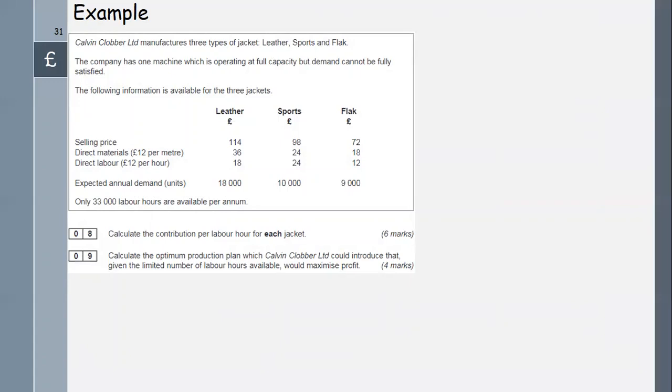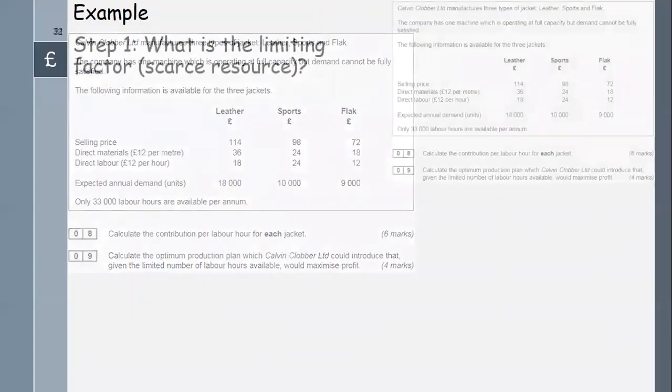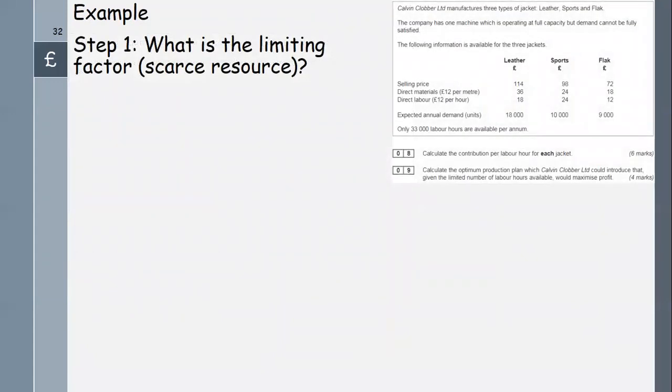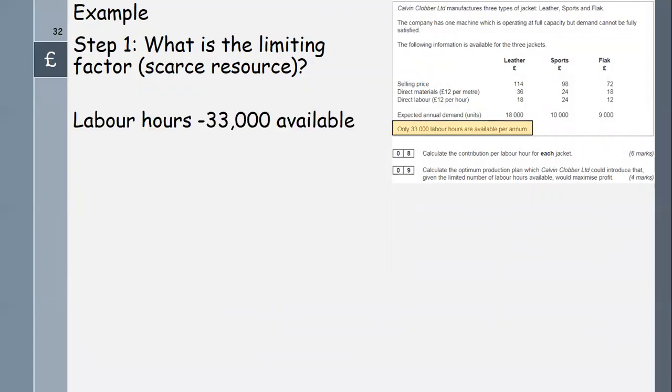The 2 things we have to work out: the contribution per labour hour for each jacket, and an optimum production plan to maximise profit. So 10 marks in total for doing that. I'm going to split this up into 6 steps. The first step is to identify the limiting factor or scarce resource. Hopefully you can spot that yourself, and you can see that the thing we're limited by is the labour hours. We've only got 33,000 labour hours.